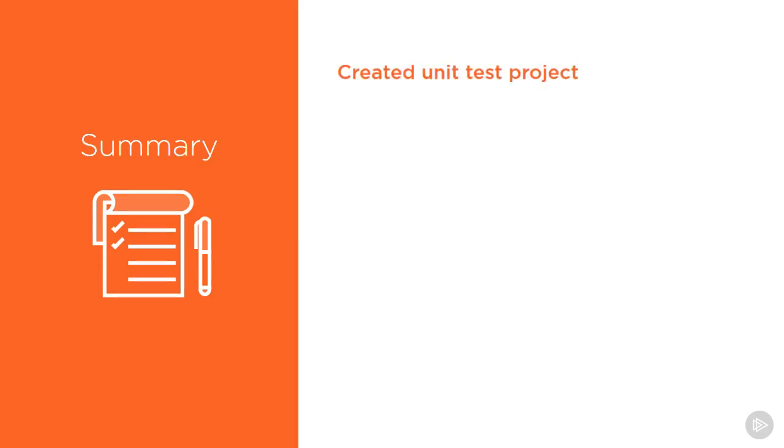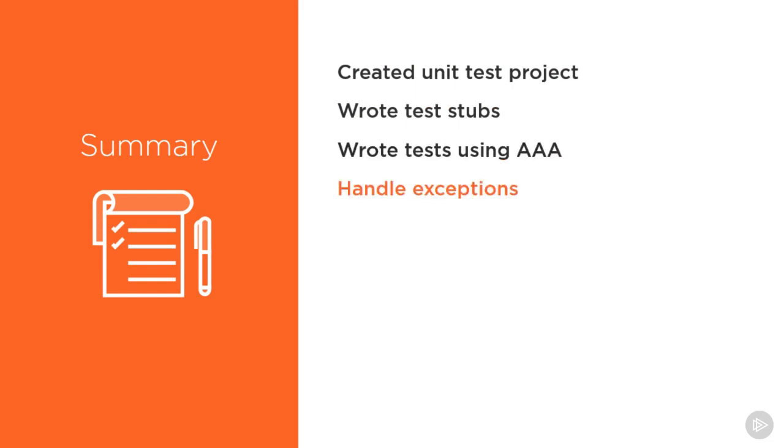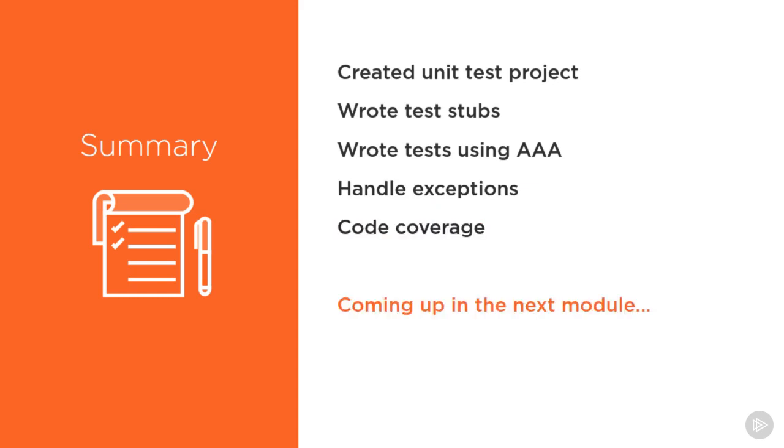In this module, we created our first unit test project. We wrote our test stubs, and then we wrote our final test using the arrange, act, and assert methodology. We learned how to handle exceptions, and we took a look at the code coverage window. Coming up in the next module, we're going to take a look at avoiding hard coding and the test context object.